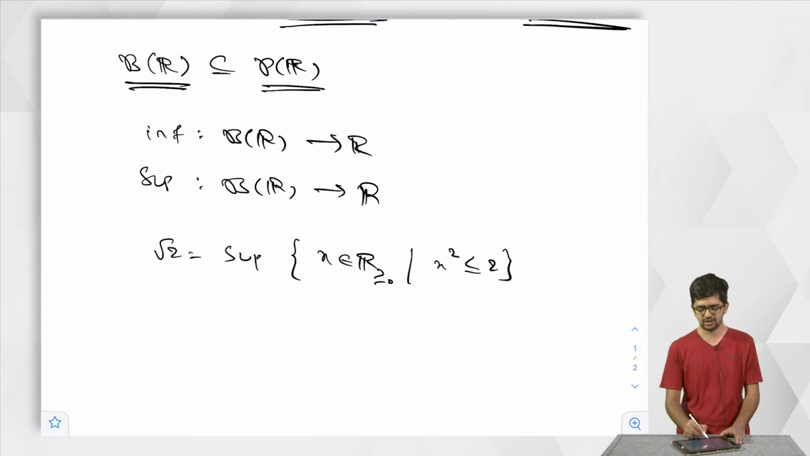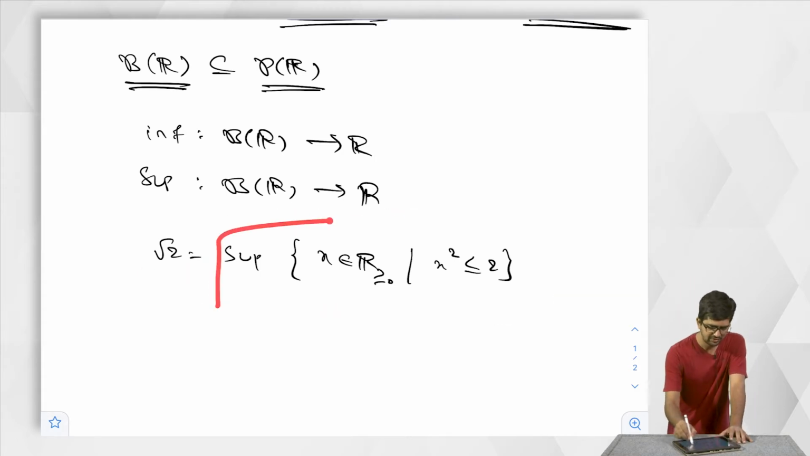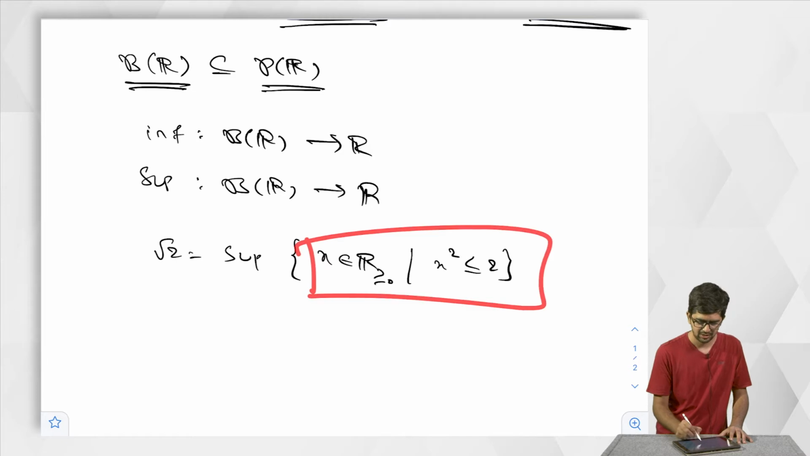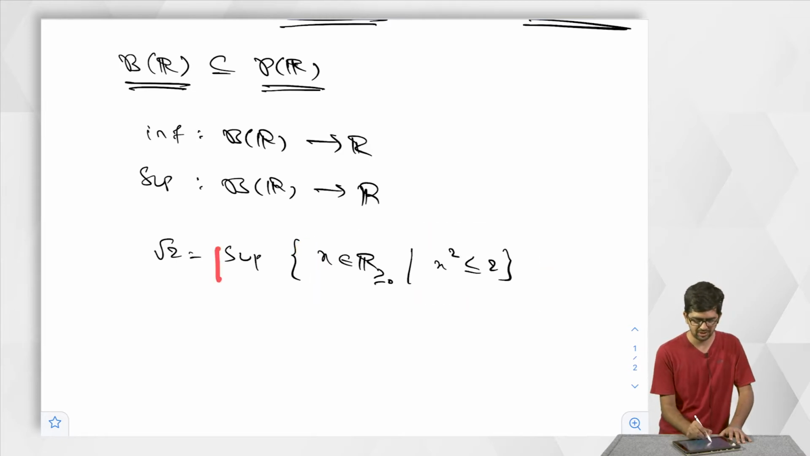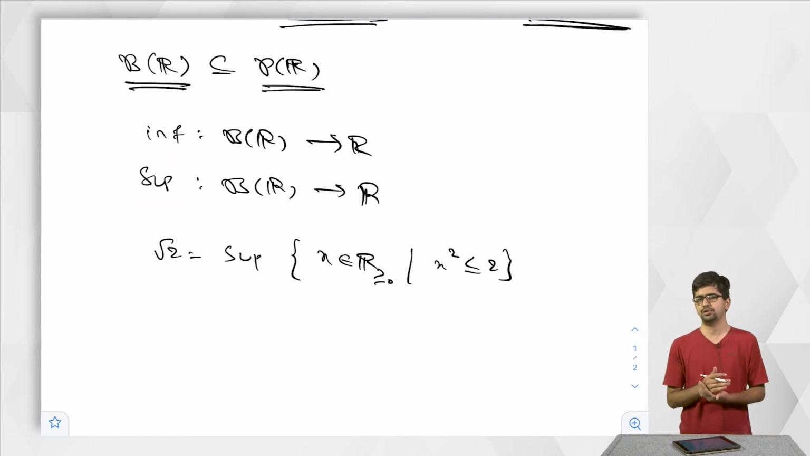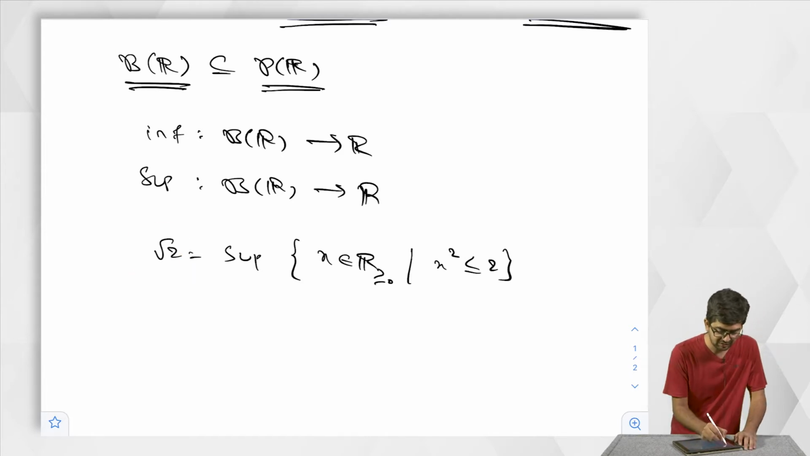We have proved that this element is such that the square of this element is 2. So that element we are denoting by root 2. These two maps one can also use, one can also replace this by something else and put infimum here, you still get root 2. So these two maps are used to introduce some new elements of R. This is one example, and we have done this for bounded subsets of R.